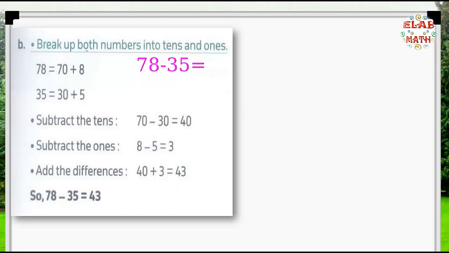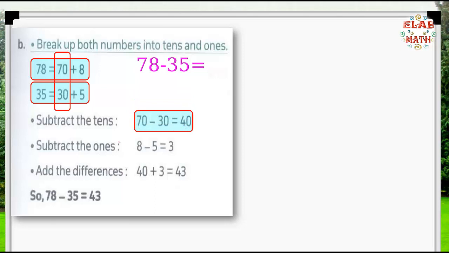Another question, break up both numbers into tens and ones. Here I have a subtraction sentence, 78 minus 35, and we will break up two numbers. To break up the first number, 78 is 70 plus 8. 35 is 30 plus 5. And second step, you should subtract the tens. 70 minus 30 equals 40. Next step, subtract the ones. 8 minus 5 is 3. Last step, add the differences.